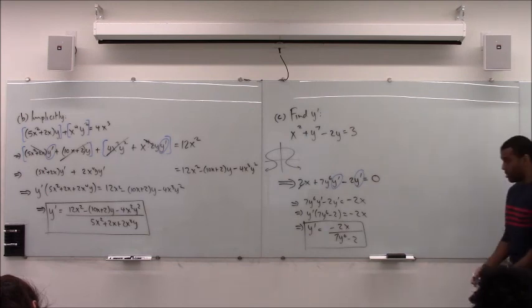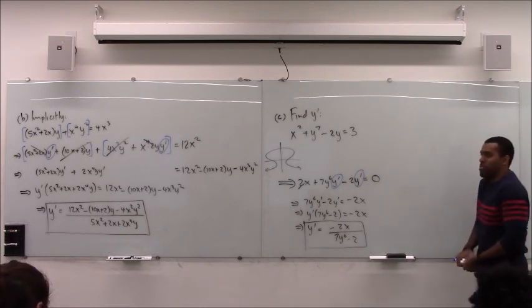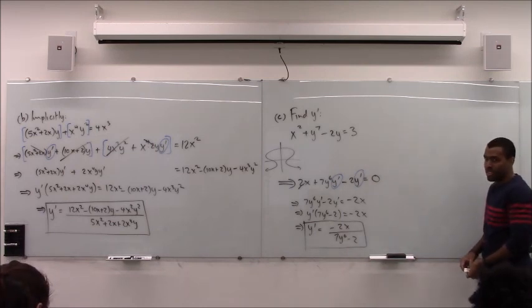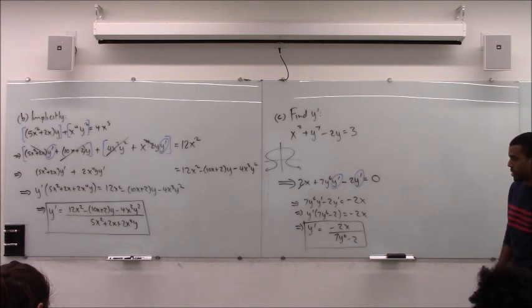So that's how I can find the derivative. I can't even find the original function, but I can find the derivative. And that's because of the power of implicit differentiation.